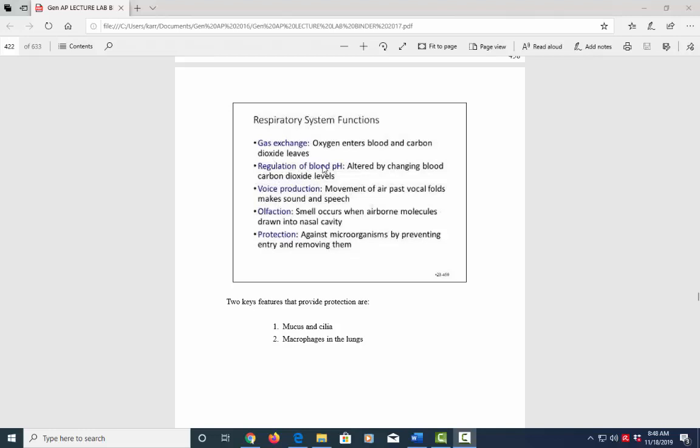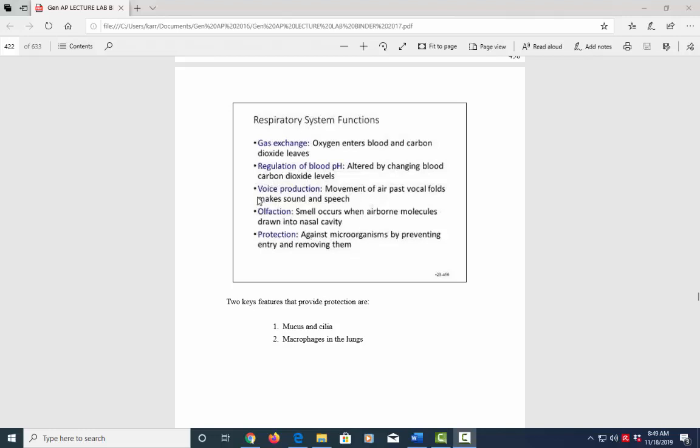We can regulate blood pH by changing carbon dioxide levels. We're going to learn in this unit that some of the carbon dioxide in the blood is converted to carbonic acid, and that can drop blood pH. So if someone is not able to exhale properly due to lung disease, carbon dioxide levels can build up in the blood, and that can lead to acidosis and a low pH. So by blowing off extra carbon dioxide, we can keep our pH regulated. So we'll talk a little bit about that.